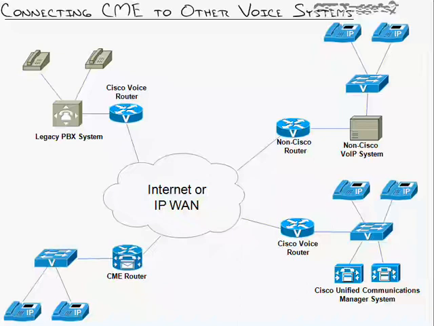So we've talked about analog connectivity, talked about digital connectivity, the 2 different kinds of ways that we can connect to legacy equipment, meaning the PSTN, a PBX system, all kinds of different legacy equipment types. Now let's look at one final topic, and that is connecting CME to other voice over IP systems. So we're now moving from our connections using VIC cards, the voice interface cards, and that's digital or analog, over to internet connectivity or IP WAN, essentially staying on the data network.